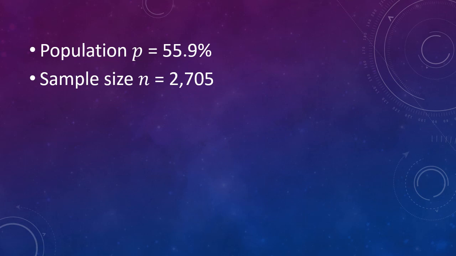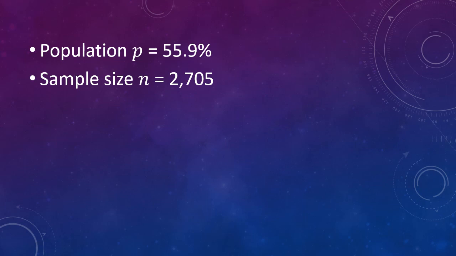So we know that the population proportion is 55.9%, but we don't yet know the results of the election. We only have data for 2,705 people who answered a poll as they were leaving their polling place. And we know that the sample proportion that we calculate from this exit poll is not going to be exactly the same as the election proportion. It's going to be close, but it's not going to be exactly the same. It's going to come from some sampling distribution that has a normal distribution with a certain mean and standard error.